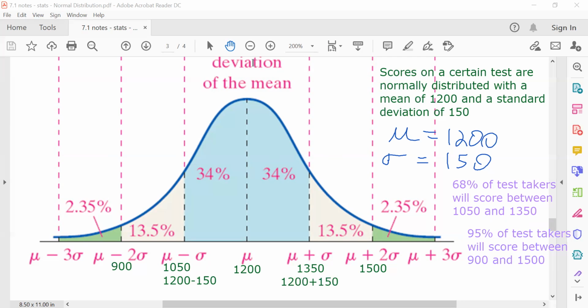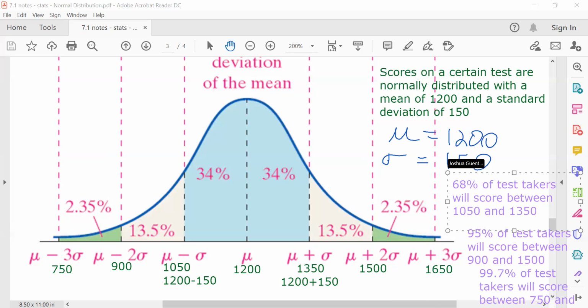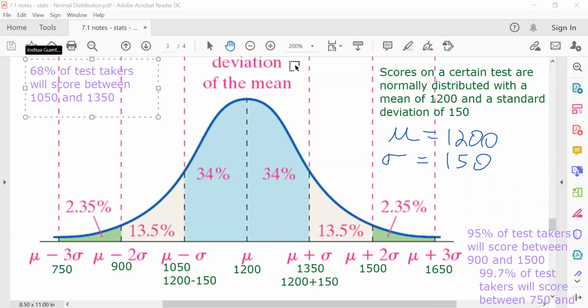And so finally, if we go 3 standard deviations above or below the mean, you can just add an additional 150 on to what you had before and subtract 150. So 1650 and 750 will be down here. So finally, what we can say is that 99.7%, or virtually all test takers, will score between 750 and 1650. And that one's fallen off the page. So we'll put these all up here.